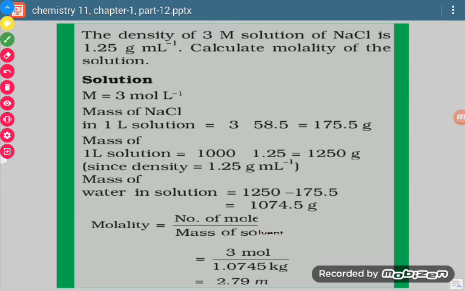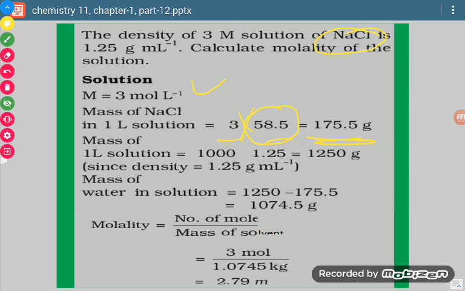Density of 3 molar solution of NaCl is given. Now molarity is given. Now how to calculate the mass? This is mass, because what is there? 3 moles. For 1 mole it is equal to 58.5. 1 mole is equal to gram molecular mass. So for this, molecular mass is 58.5. Now when we multiply for 3 moles, then it will be this much.